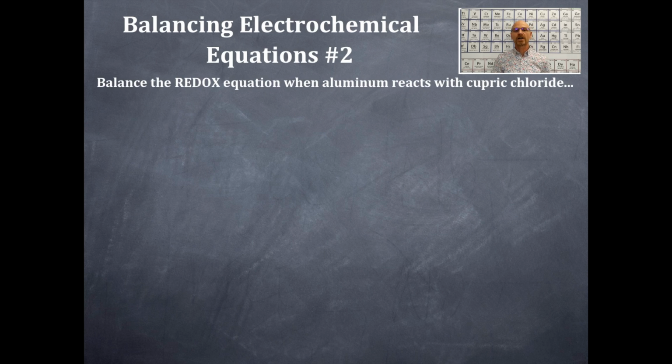So, balance the redox equation when aluminum reacts with cupric chloride. So, aluminum. Aluminum is an element, then it's in its standard state, that's a solid, so it's just by itself, Al, solid. And then cupric, what's the charge on the cupric ion?